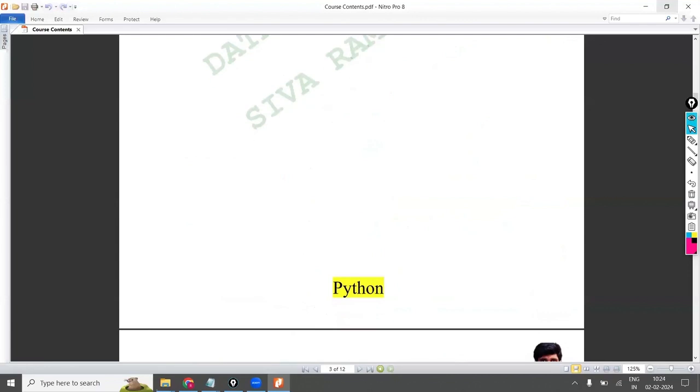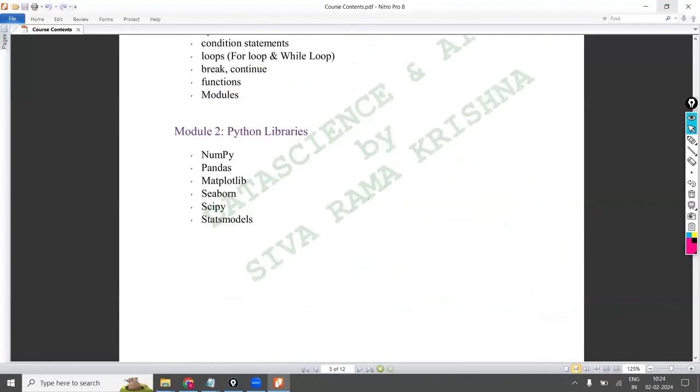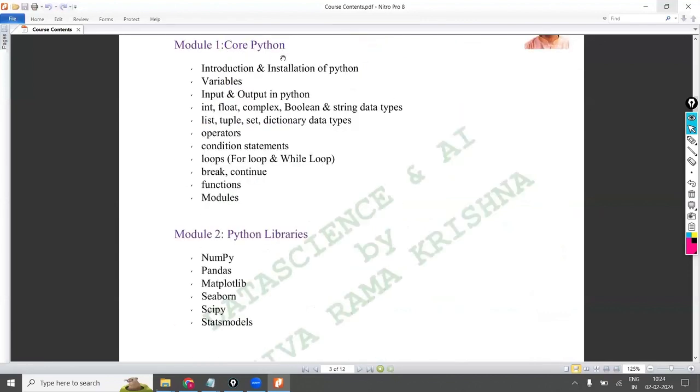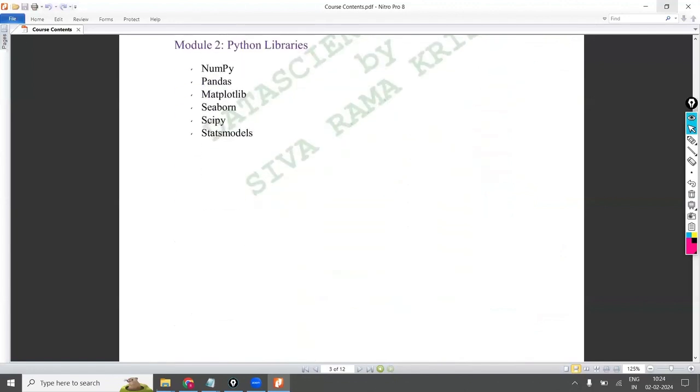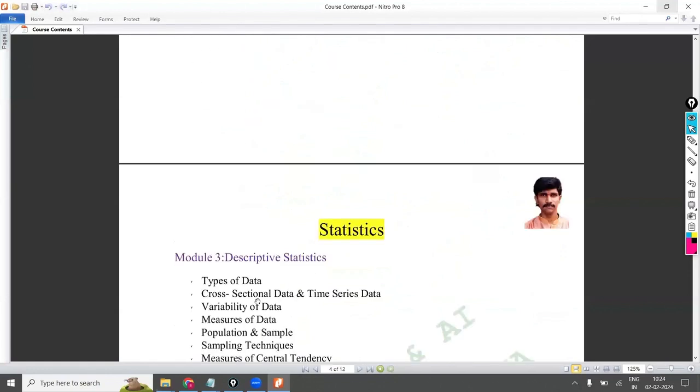So let me start with Python. First, I'm going to start with core Python and cover the core Python topics, that is, the basics of Python. From there, I'll move on to the Python libraries: NumPy, Pandas, Matplotlib, Seaborn, SciPy, which is for statistics, and statsmodels. And from there, I will move on to statistics.